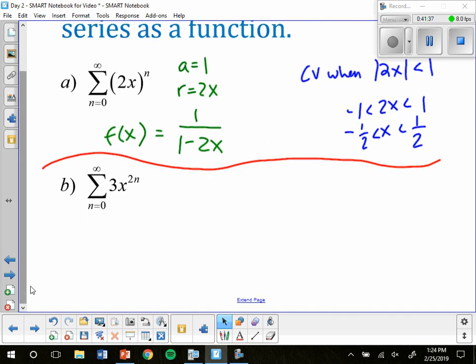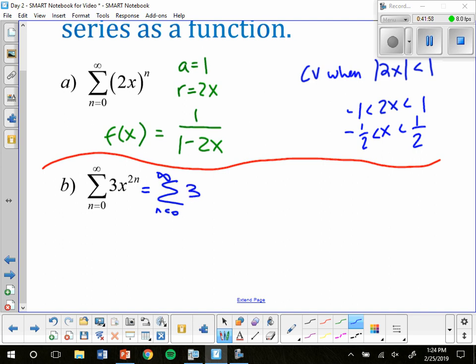Does B look like the series a r to the n? Kind of. We have to do a little bit of work to really make it a r to the n. Do we have an a? Yeah, we have something that's not raised to the n, it's by itself. So 3 is our a. But what's being raised to the n? X squared. So now it's a r to the n. A equals 3, r equals x squared.